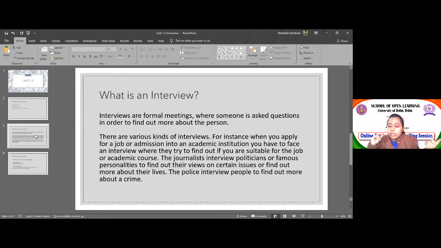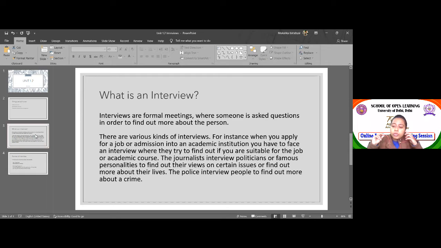So what are the various kinds of interview then? One is for a job or for admission into an academic institution, where we have a face-to-face interview so that the person admitting us knows whom they are admitting or hiring. Number two, when a journalist interviews a famous personality on various issues to bring it to the world, to spread it to the world. That is the second type of interview. And the third type of interview is, say, a police interview or an interrogation, where the police are asking people about a certain crime that has happened.